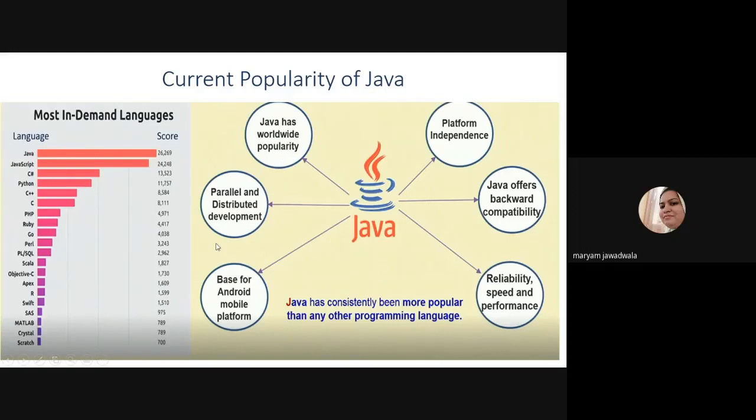Java is designed for parallel and distributed computing. It is the basis of the Android mobile platform. Nowadays, everybody is using Android mobile phones, right? So the backend for developing Android is Java only. That's why Java is a very popular language. The next feature is that it is platform independent. You can run Java on any platform, on any OS, right? And Java offers backward compatibility. It is a reliable and speedy language to develop solutions for any problem statement, right? So Java is a very popular language, students.